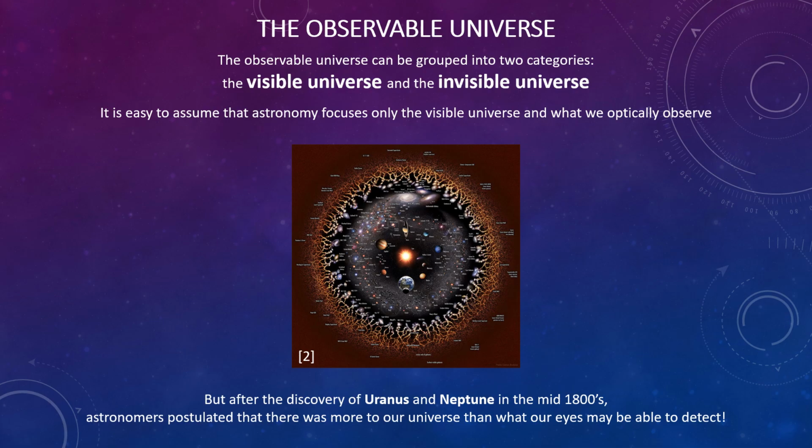So it's really easy to think that astronomy only focuses on the visible universe and what we can observe optically. But after the discovery of Uranus and Neptune, astronomers were able to see that by using mathematics and very advanced astronomical theory, they could postulate more about the universe than we could see with our eyes.